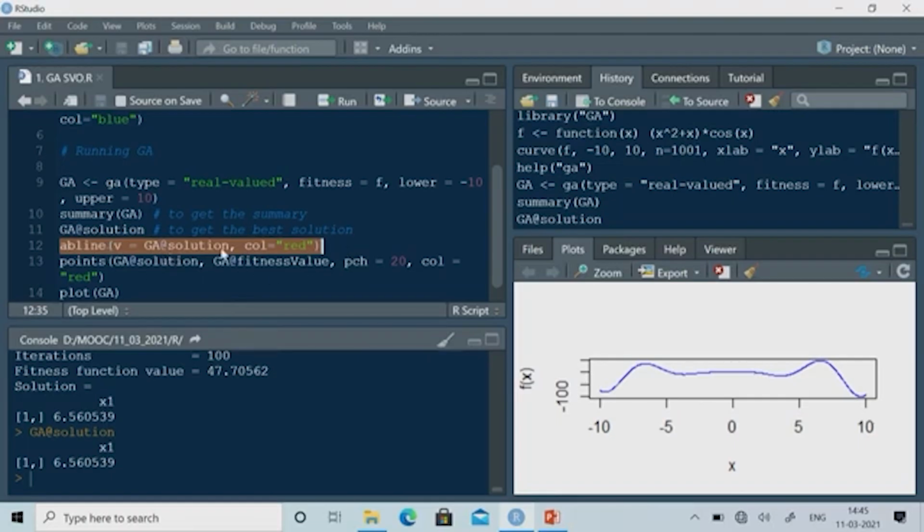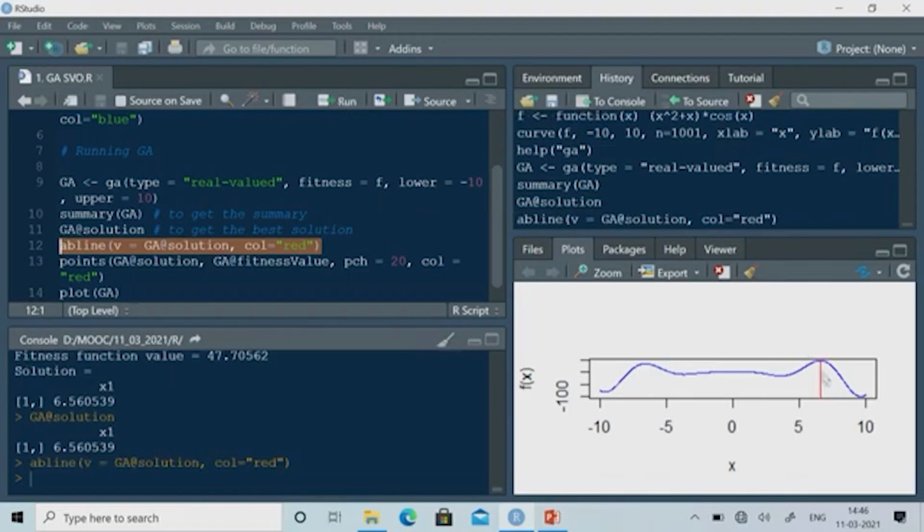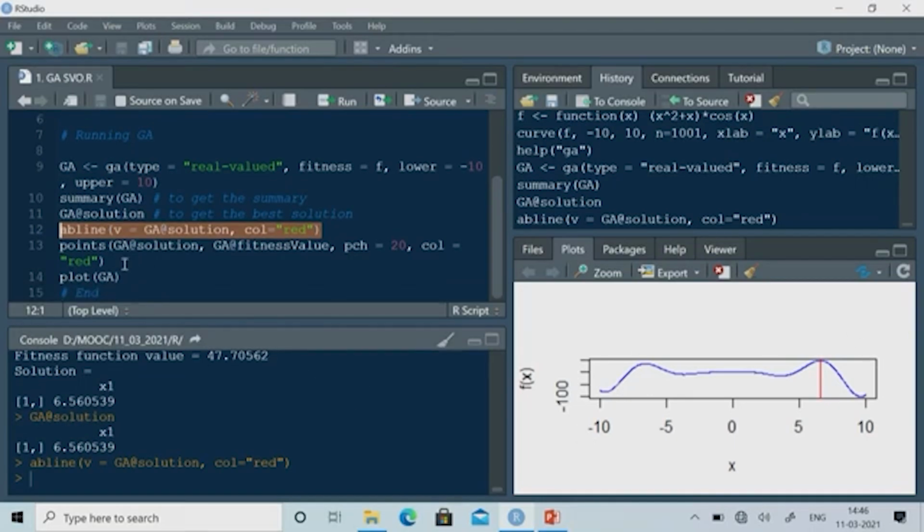I would like to draw a line at the optimal solution, that means at 6.560539. I am defining this as the vertical line I would like to plot, and this is equal to GA solution. The color I would like to give is red. If I execute this particular line, I am getting the solution somewhere here, and that solution is 6.560539.